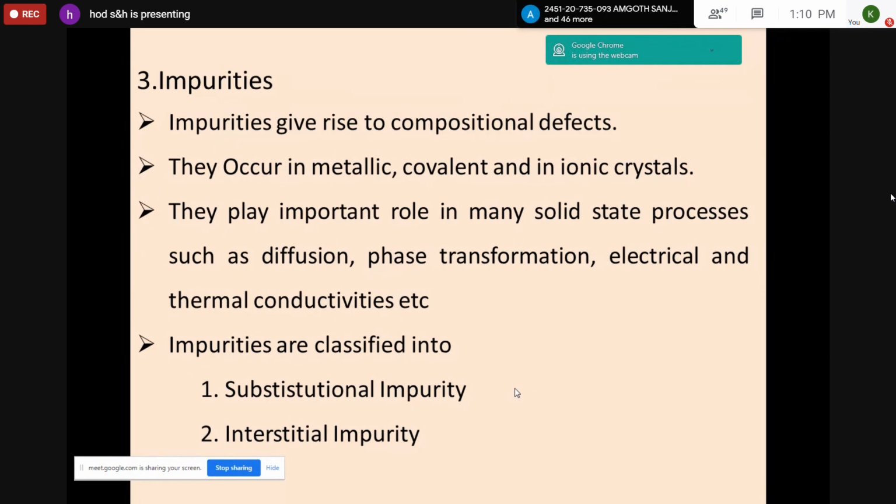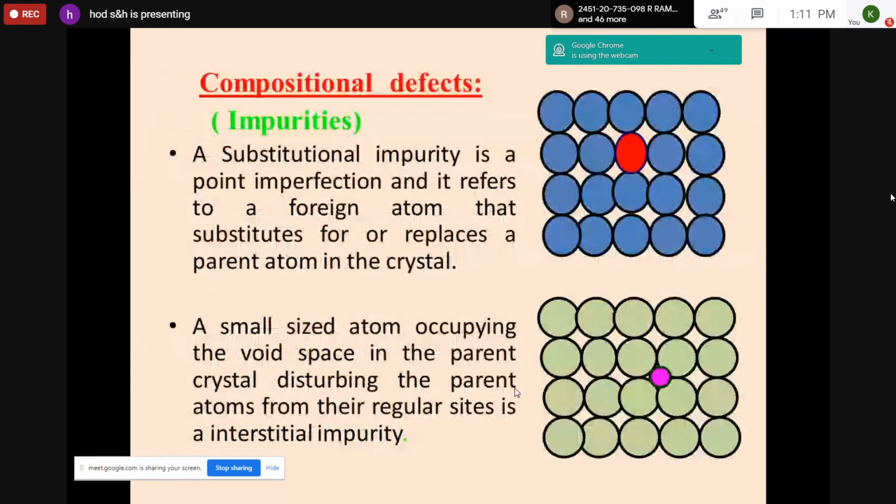And these impurities are again classified into the first one, called substitutional impurity, and the second one, called interstitial impurity. Substitutional impurity is a point imperfection, a zero-dimensional defect, and when a foreign atom substitutes or replaces a parent atom in the crystal, that means a parent atom is missing and a foreign atom is present in the regular lattice site, then it is called substitutional impurity. In the diagram, the red colored atom is a foreign atom. It does not belong to the original crystal, but it is occupying a regular position. This type of defect is called a substitutional defect or substitutional impurity.